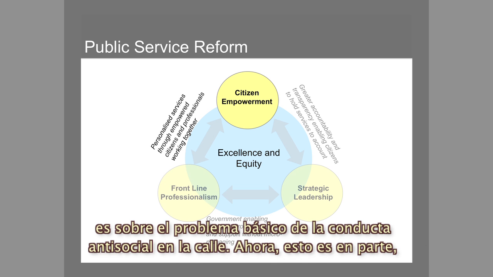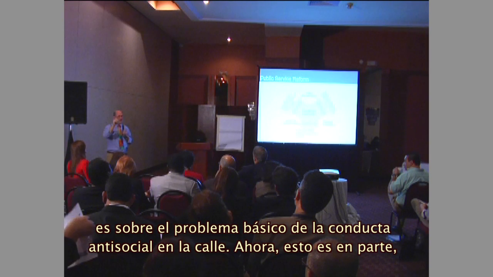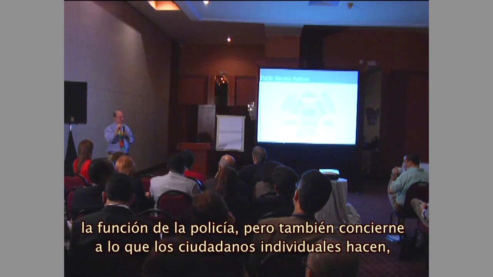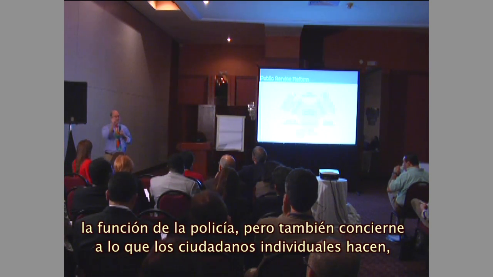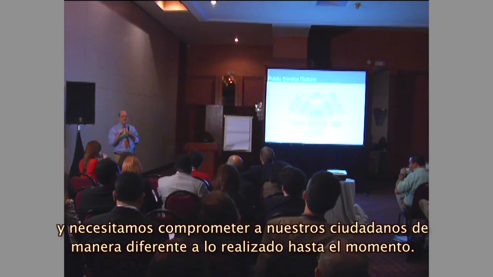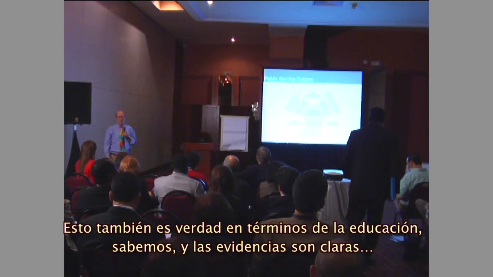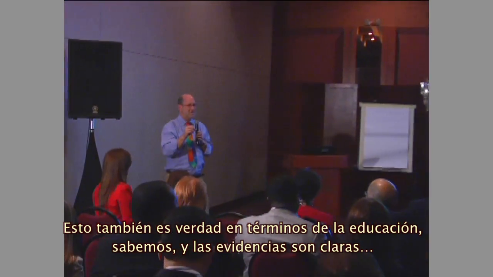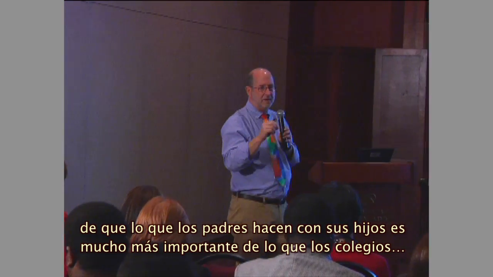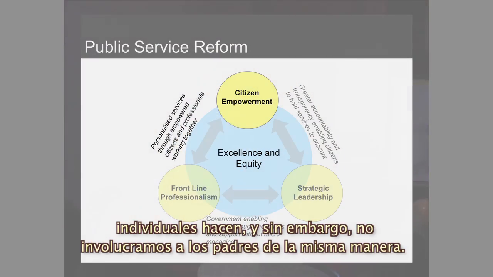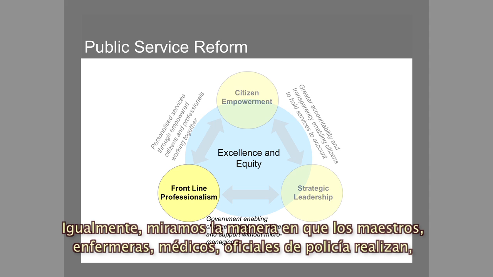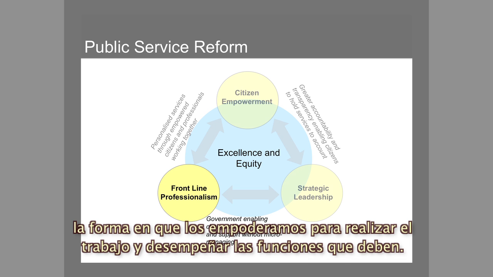And the best example I have is one of the basic problems, which is antisocial behavior on our streets. Now that's partly about what our police force does, but it's equally about what individual citizens do. And we need to engage our citizens in a different way than we've done previously. It's similarly true in terms of education. We know the evidence is very clear that what parents do with their children is substantially more important than what individual schools do. And yet we don't engage our parents in quite the same way. Similarly, we're looking at the way in which our teachers, our nurses, our doctors, our police officers, the extent to which we enable them and empower them to do the job that they need to do.